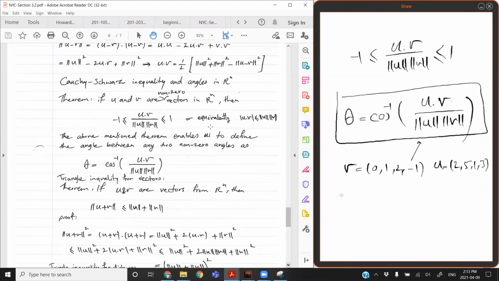So what we need first is the norm of u and v. The norm of v is going to be root of 0 squared plus 1 squared plus 2 squared plus -1 squared. That's 1 plus 4 plus 1, which is root 6. And then for the norm of u, I'm going to use my calculator for that one. 2 squared, that's 4, plus 5 squared, 25, plus 1, plus 9, it's going to be root 39.